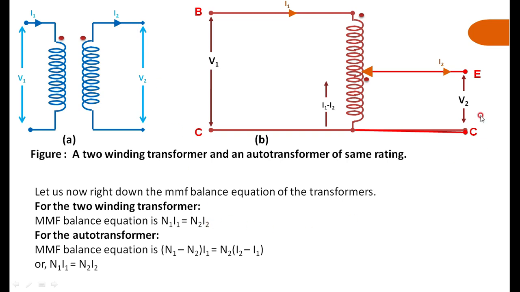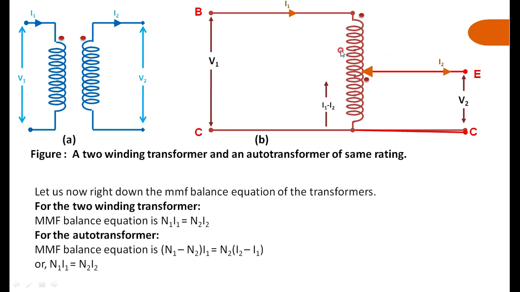Similarly, if you are considering the auto transformer, the MMF balance equation is as follows. If you consider B to E, the total number of turns here is N1 and here it is N2. Between B and C it is N1, between E and C it is N2. Therefore, the number of turns between B and E is N1 minus N2.